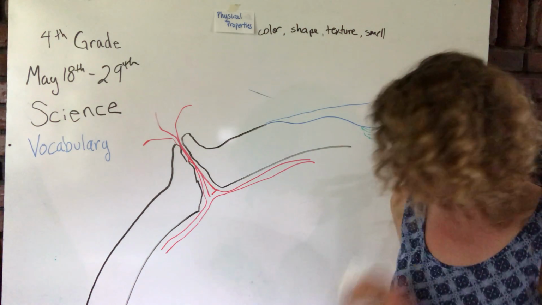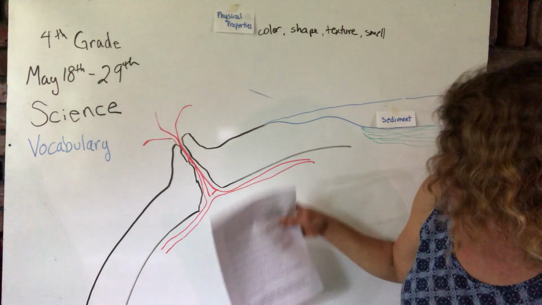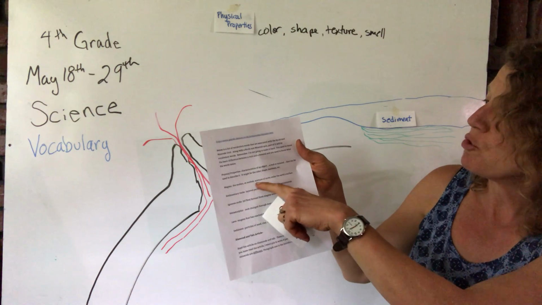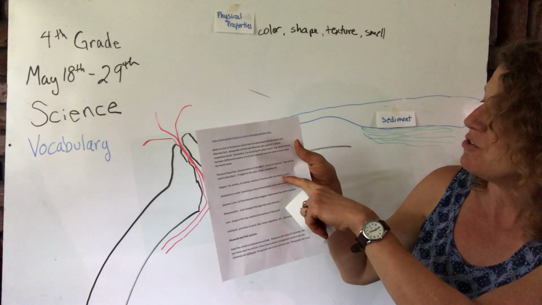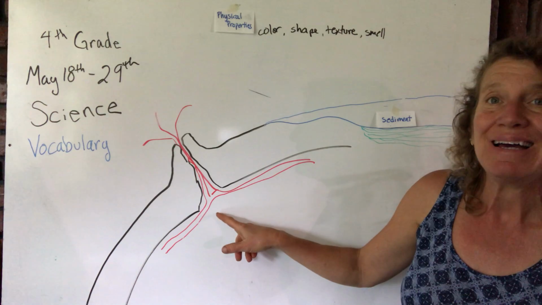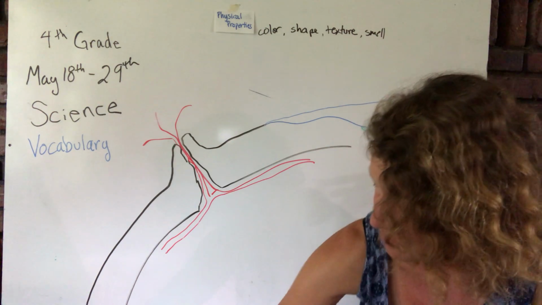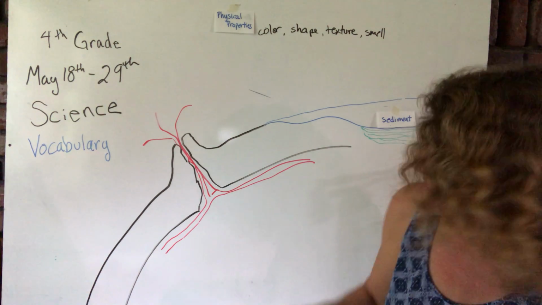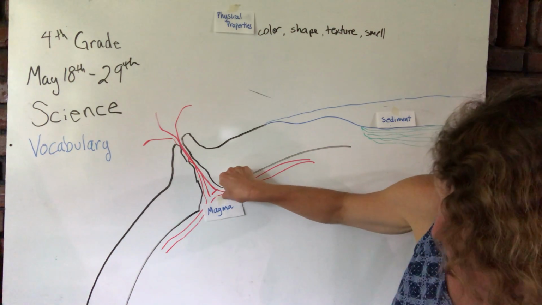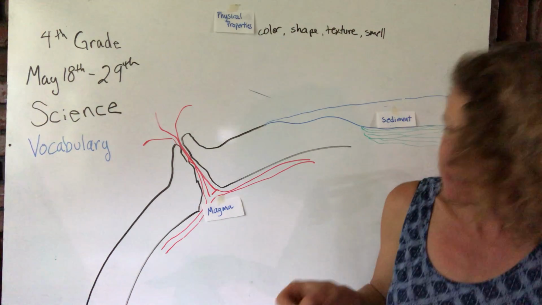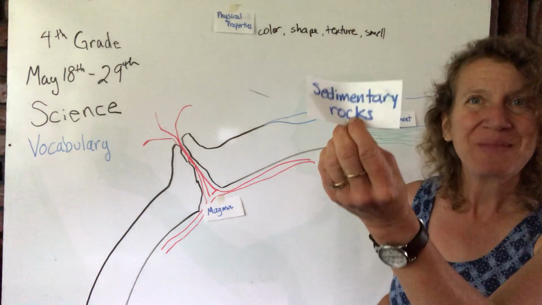Magma. Definition of magma on our paper: the molten or melted mixture of rocks under the Earth's surface. Aha! This molten rock that's under the surface, that is our magma. Next.